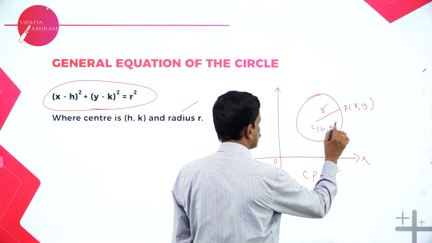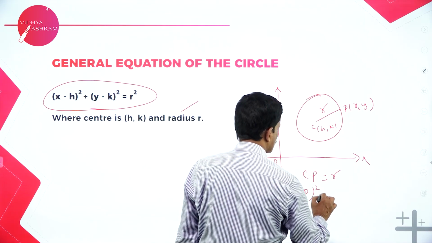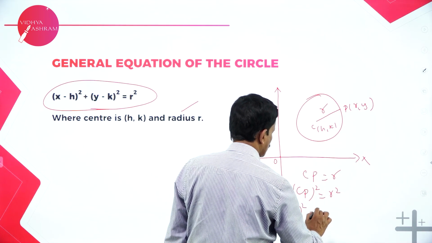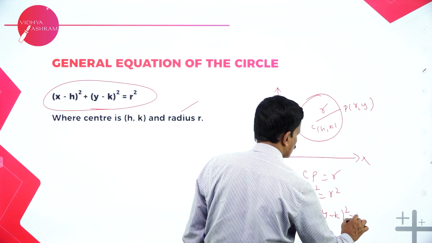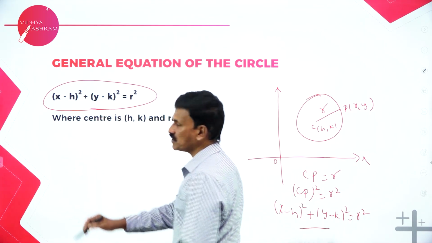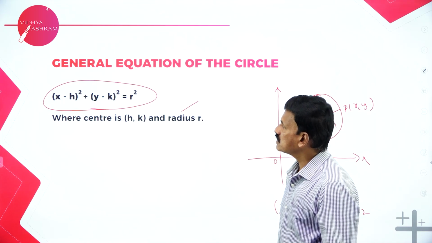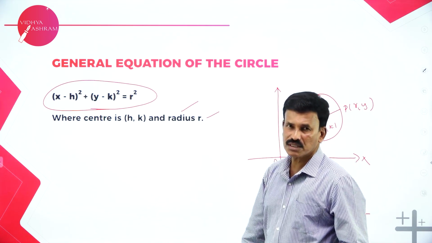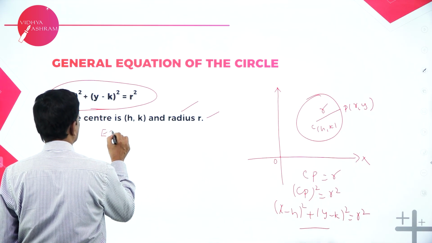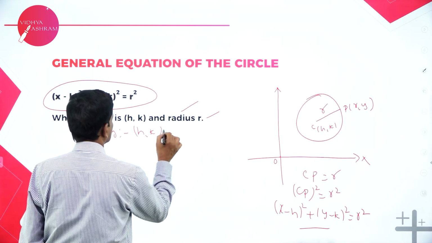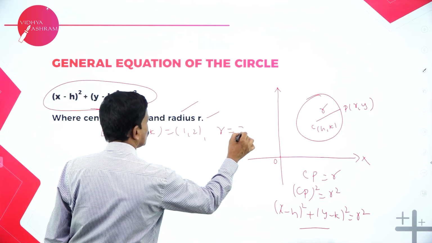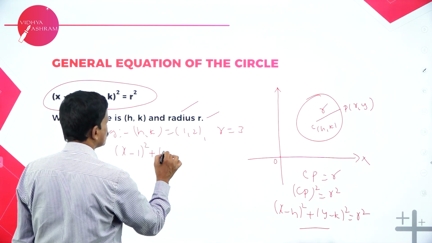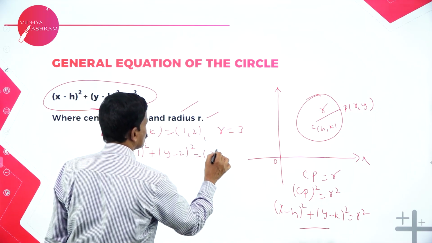So squaring on both sides, what happens? CP square is equal to r square. If you apply the distance formula for this, you will get (x minus h) whole square plus (y minus k) whole square is equal to r square. That's it. Therefore the equation of the circle in the standard form is (x minus h) whole square plus (y minus k) whole square is equal to r square, where r is the radius and (h, k) is the center. Let us take an example: if the center (h, k) is (1, 2) and the radius is equal to 3, then the equation of the circle is (x minus 1) whole square plus (y minus 2) whole square is equal to 3 square.